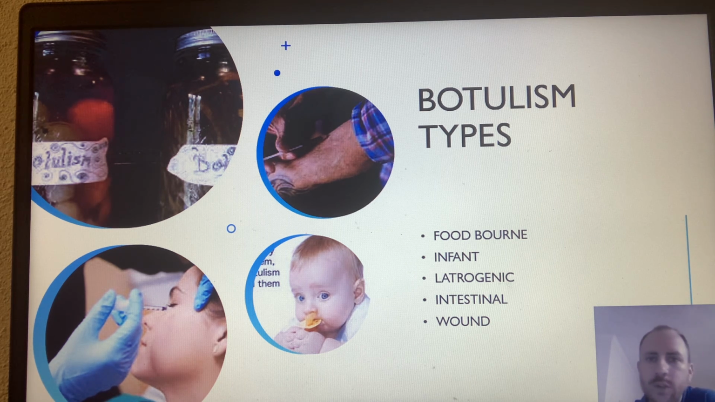The Center for Disease Control reports in the United States an average of 110 cases of botulism is reported annually. So in the grand scheme of things, it's not that often. But when these cases do come up, they are pretty deadly.